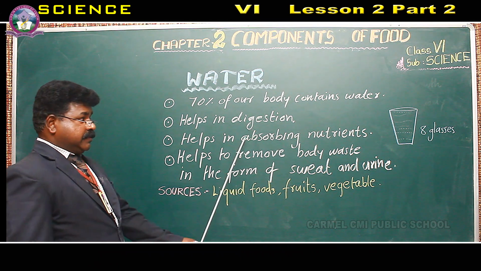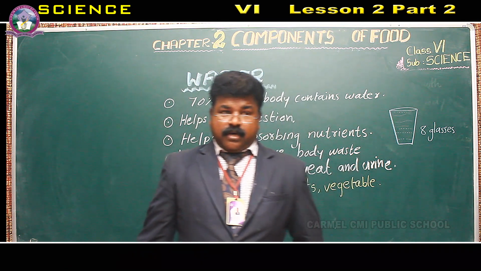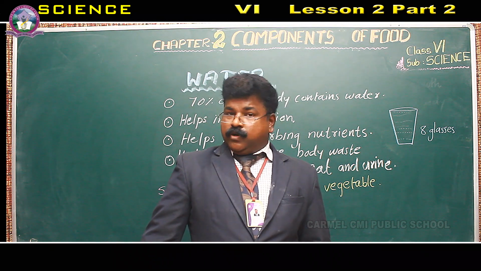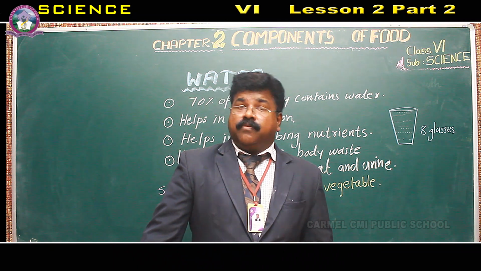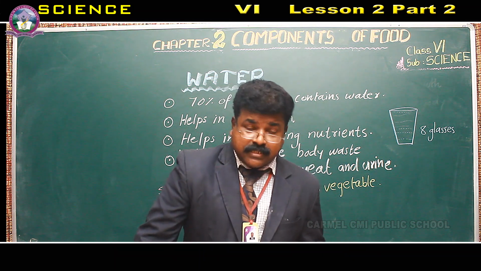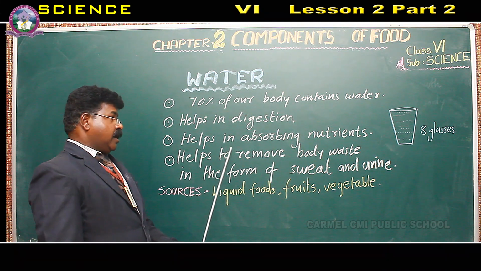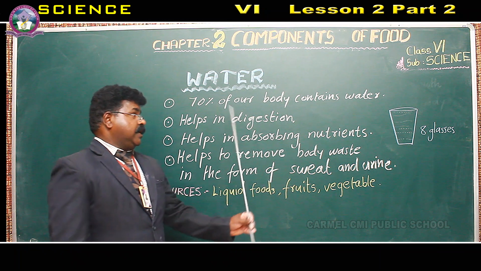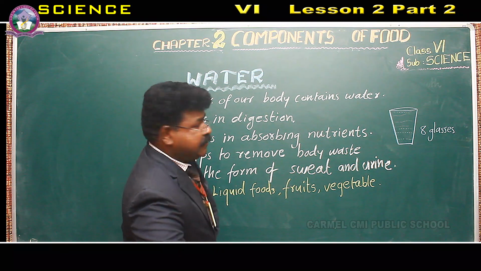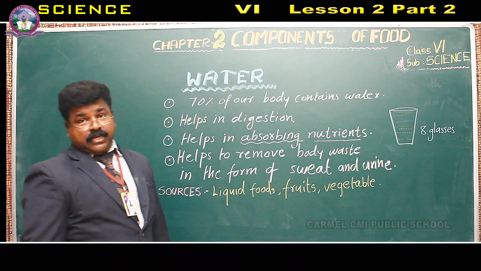Next, it also helps in absorbing the digested nutrients. Whenever the food gets digested in our stomach, it will be converted into fine nutrients. For the absorption of these nutrients, which we already studied, different types of nutrients, after the digestion of food materials only, the nutrients are released from the digested food. And if you want these nutrients to be absorbed into our cells, we need to take a sufficient amount of water. So water helps in digestion and it also helps in absorbing the digested nutrients.